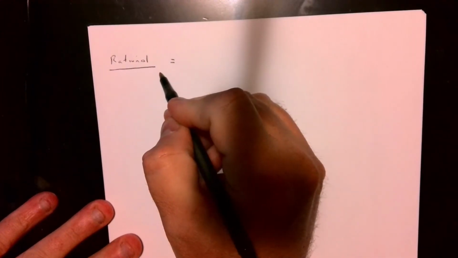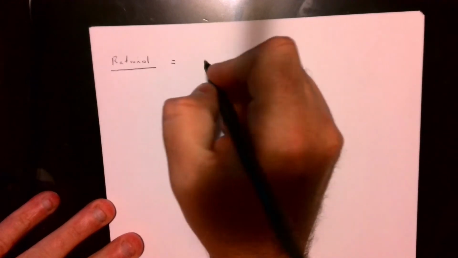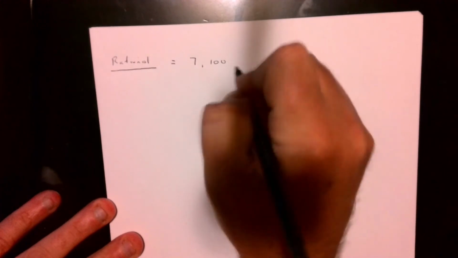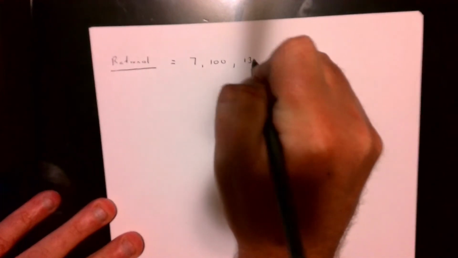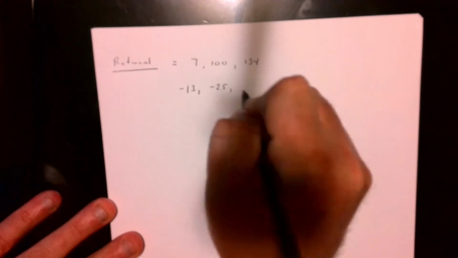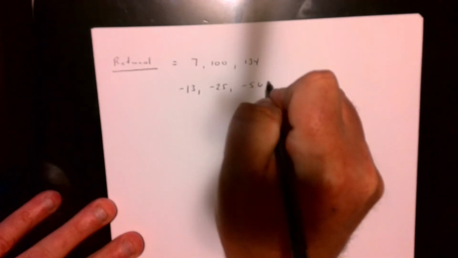So rational numbers, if you can remember, are numbers that end. They stop. So any whole number like 7, 100, 134, any whole number that just stops, comes to a complete ending, is a rational number, even if it's negative. You could have negative 13, negative 25, negative 562, okay? Those are all rational. Any number that comes to a stop, any whole number.